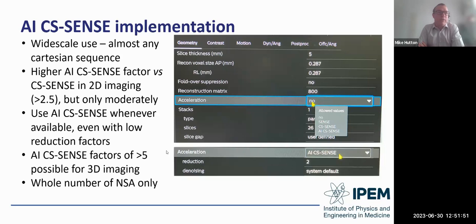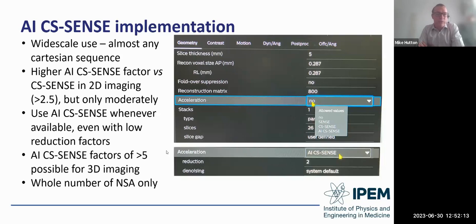So go above 2.5 in 2D imaging, but only moderately in our experience. We're not talking about being able to double the reduction factor or anything like that. If the maximum before was 2.5, the new maximum now might be 3 or a bit above 3. And obviously that depends on your sequence, your intrinsic SNR, your slice thickness, things like this.